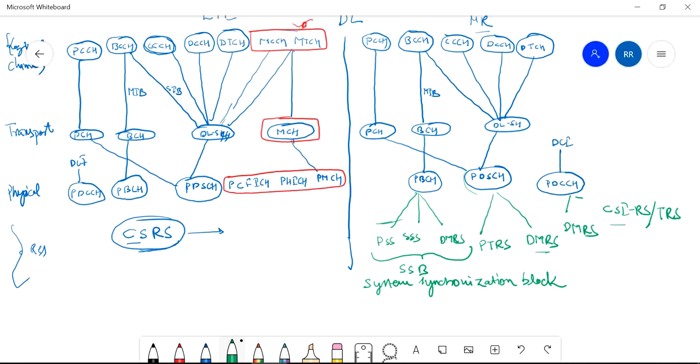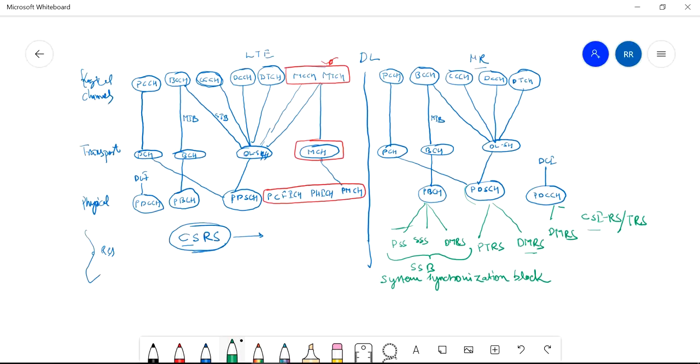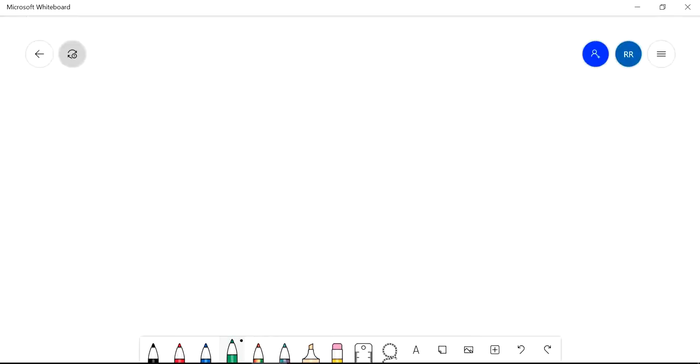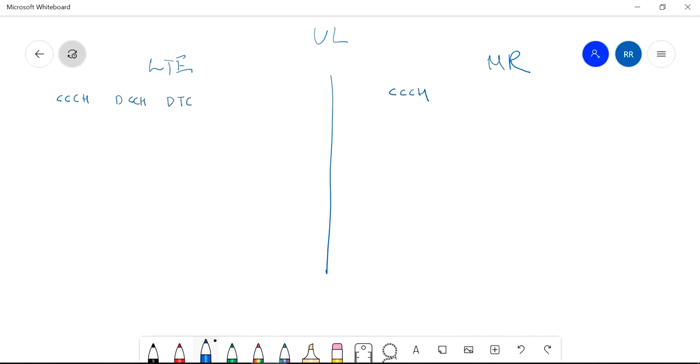Now let me show you the uplink as well, LTE and NR. In uplink as such there is no big difference, only DMRS is extra. In uplink we have CCCH here, CCCH here also, and DCCH, the dedicated control channel, and DTCH, the dedicated traffic channel, here as well.